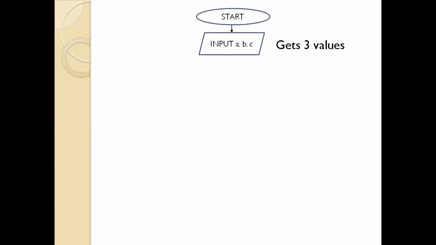So to start with, naturally it starts with our oval shape. Then we have an arrow pointing downward to the next process. First we need to get 3 values. So we have here a parallelogram indicating you need to input A, B, and C. Those A, B, and C are the numbers or your grades to be evaluated. So they are integers. So we have an arrow.